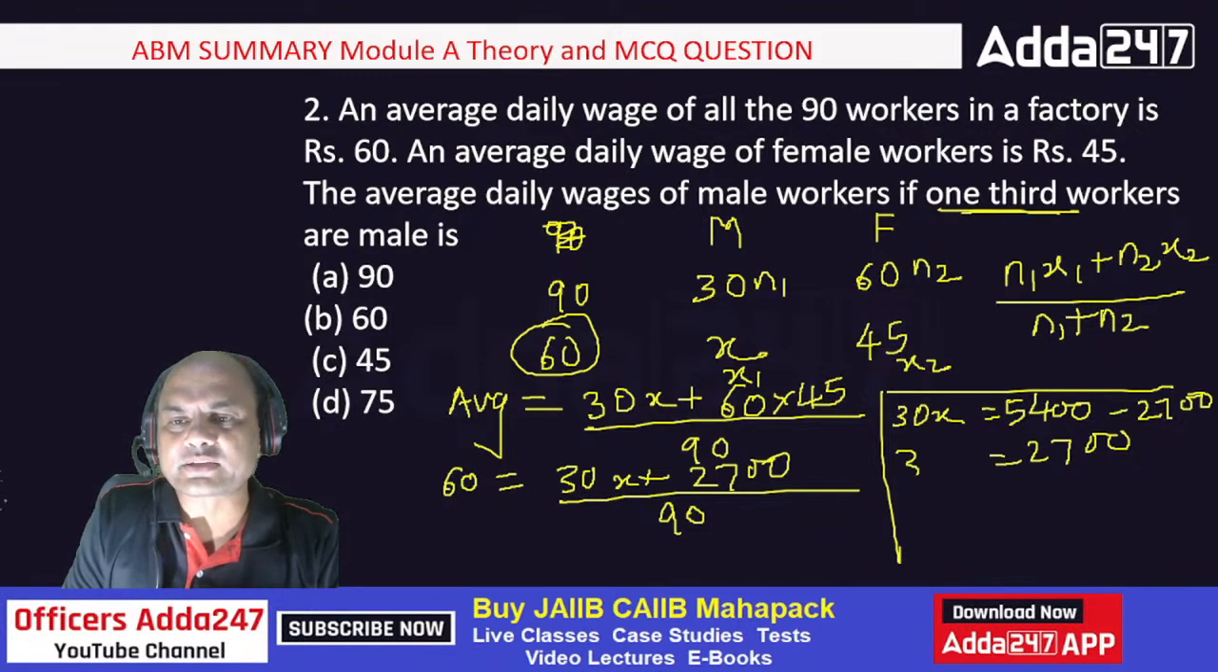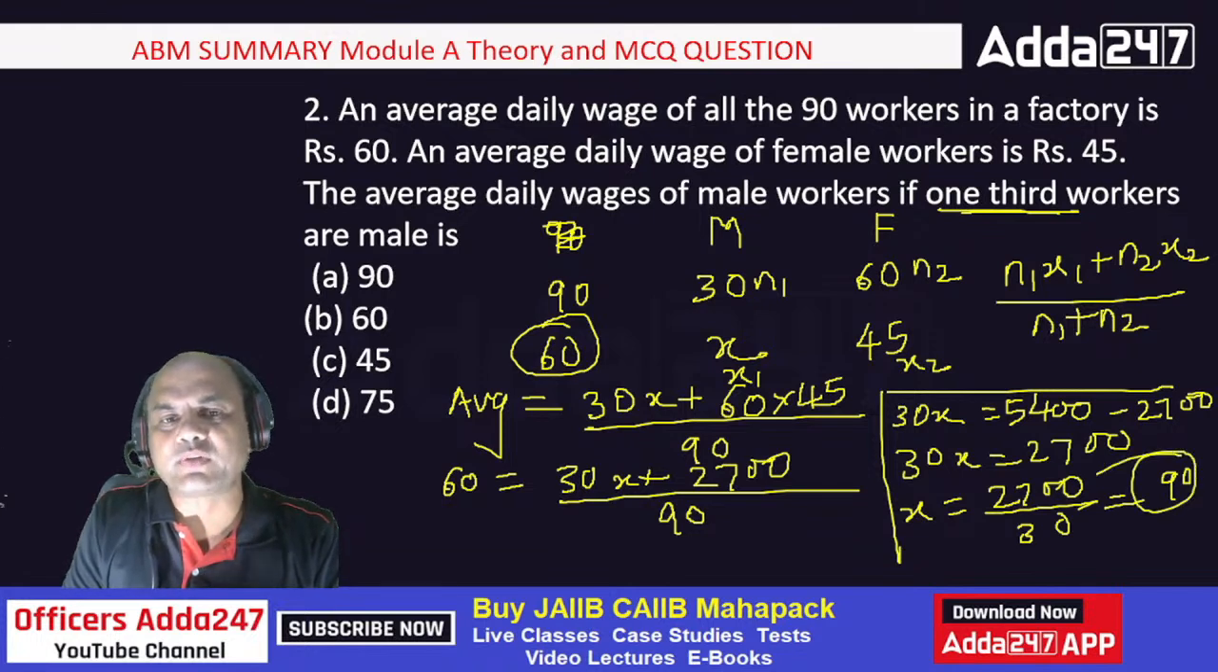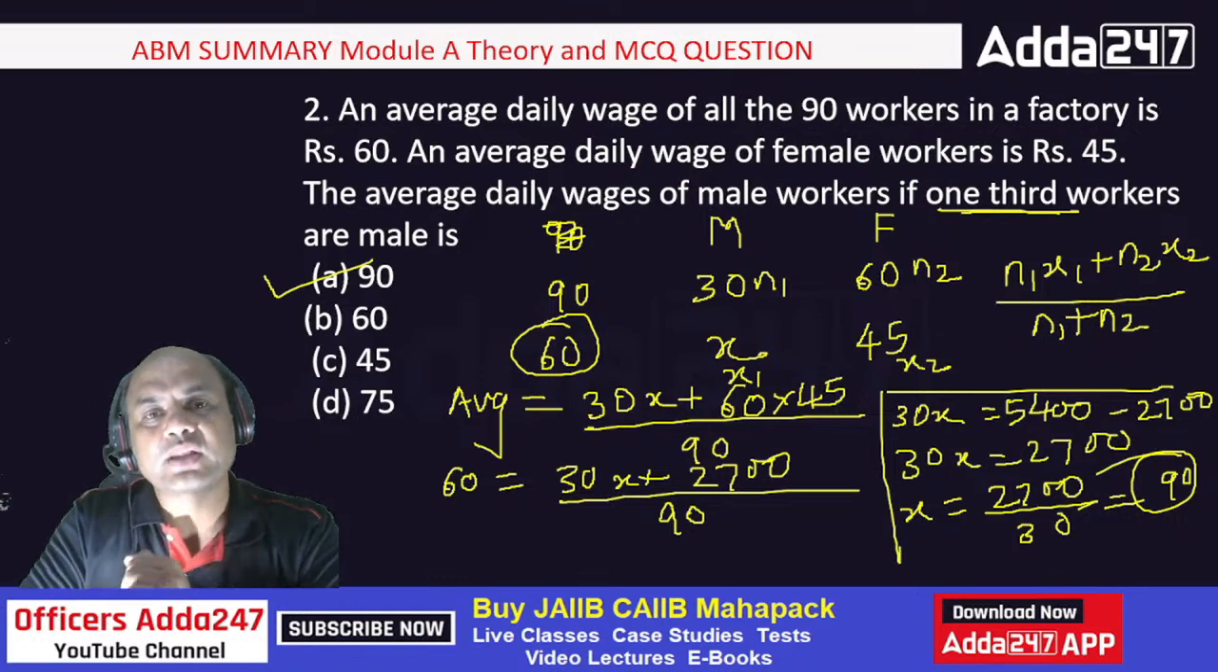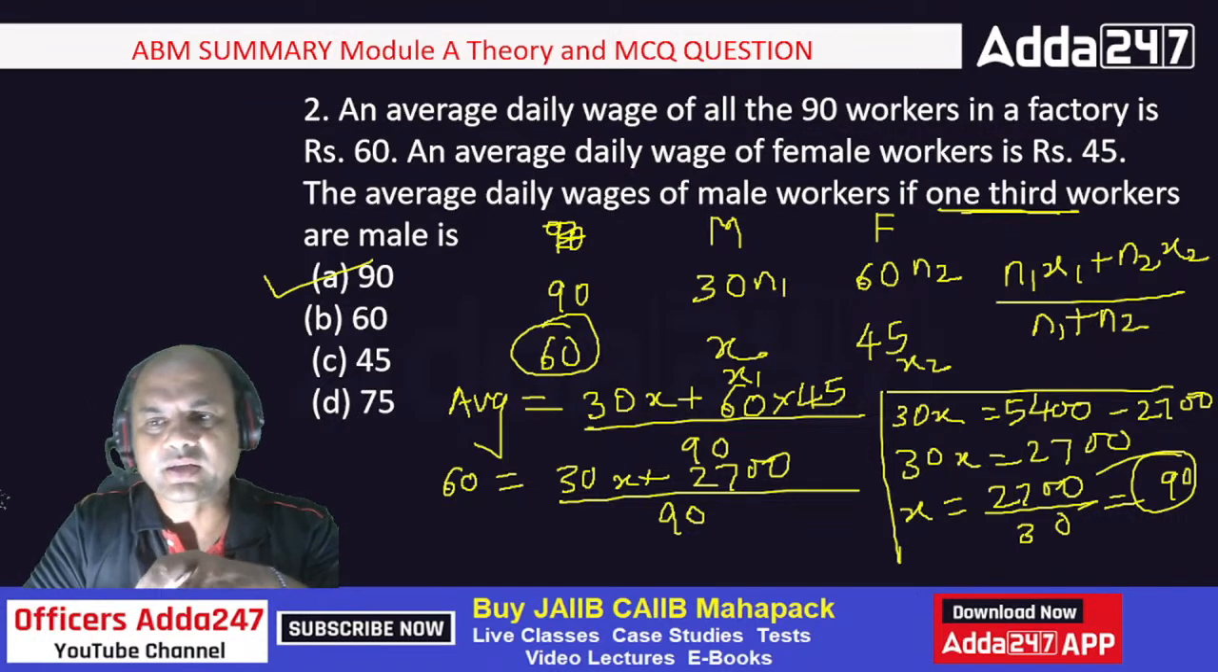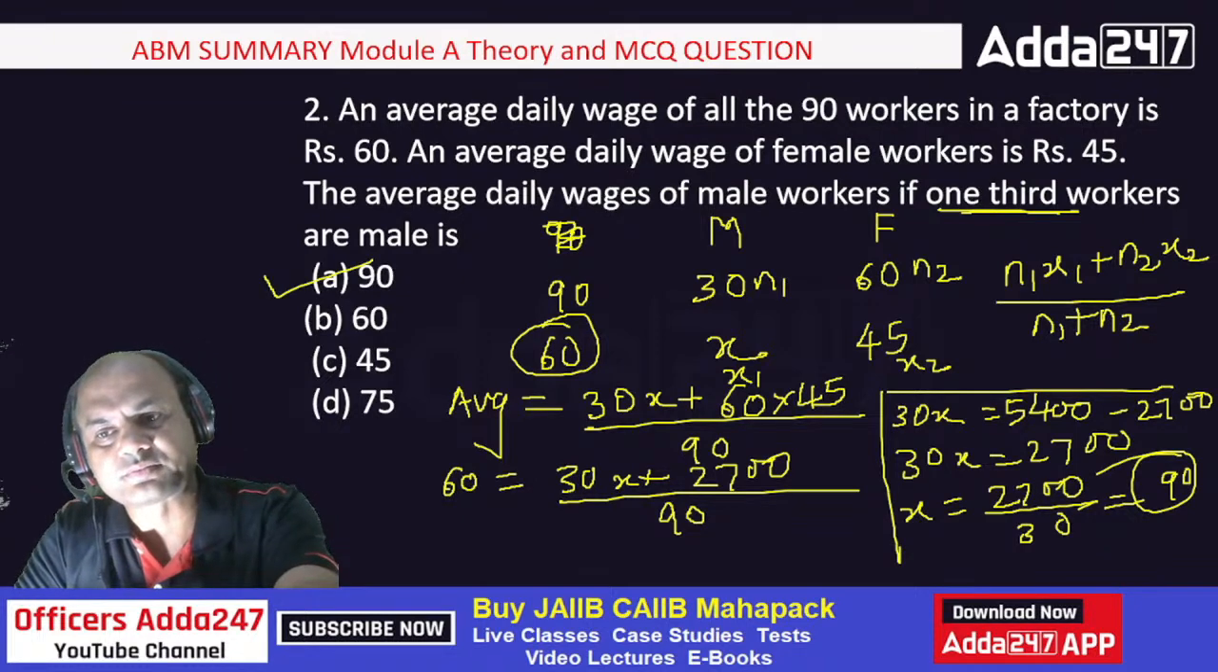Again, this is 30x. So what is the answer? X equals 2700 upon 30. So it is 90. So the average wage of male workers is 90. Okay, this is the answer. Got it, everyone? Clear? Move on.